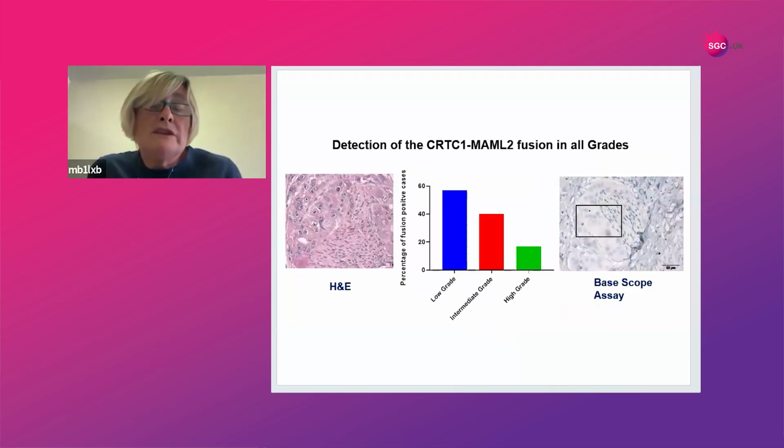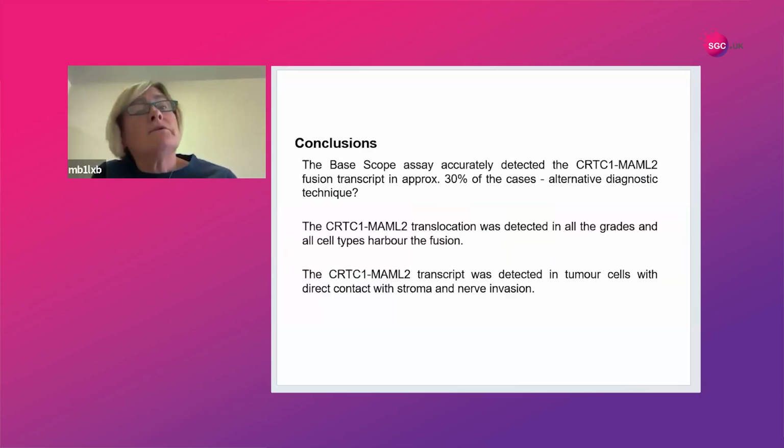And so this essentially was the sum of what we found. We found it in all tumors, low grade, intermediate grade, and high grade tumors. So from this study, we concluded that we are able to detect the fusion transcript, and we found it in about 30% of the cases.